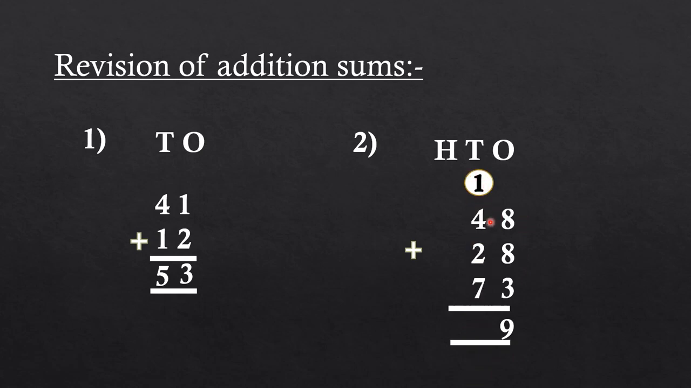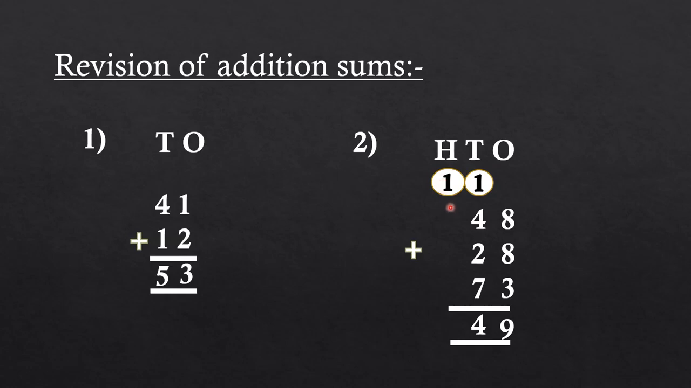So here 4 plus 2. So keep 4 in your mind and 2 on your fingers. So 5, 6. Now keep 6 in your mind and 7 on your fingers. So after 6 you have to count 7 numbers, 7, 8, 9, 10, 11, 12, 13, and 13 plus 1 is equal to 14. So we will write 4 here and 1 will be carry over at hundreds place column.